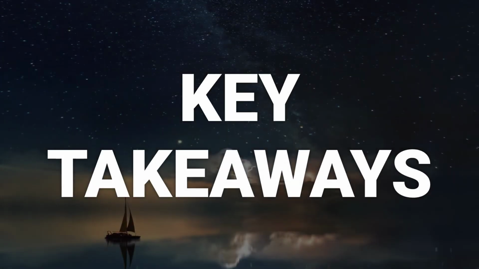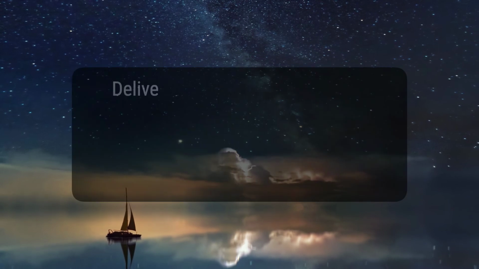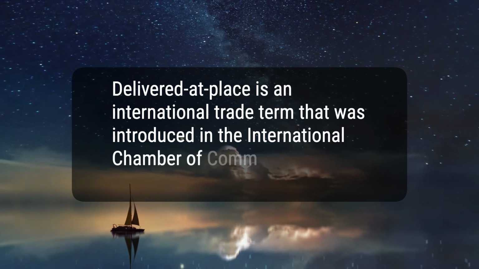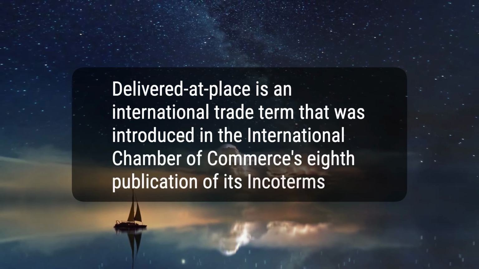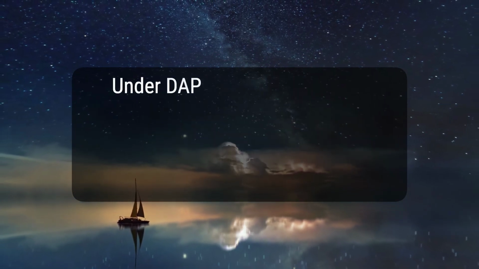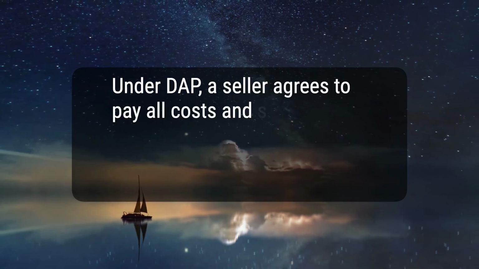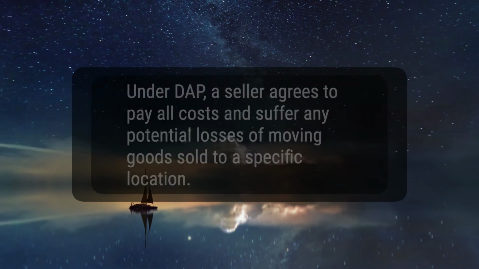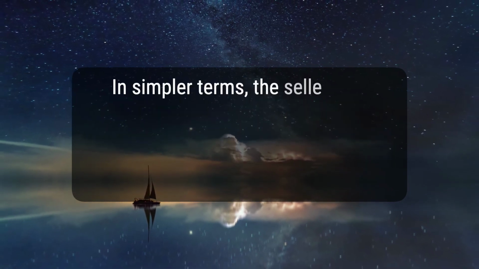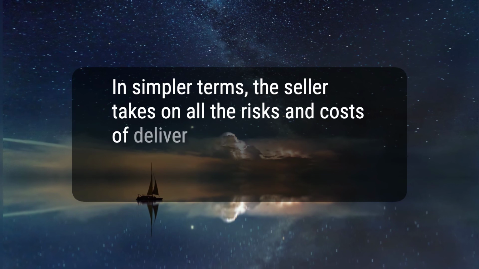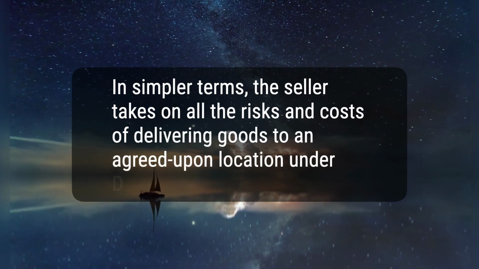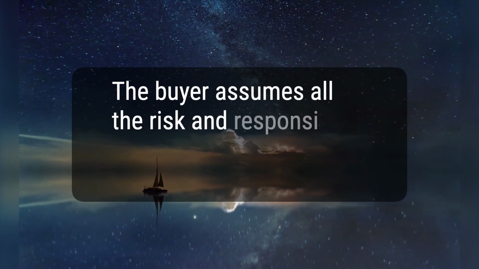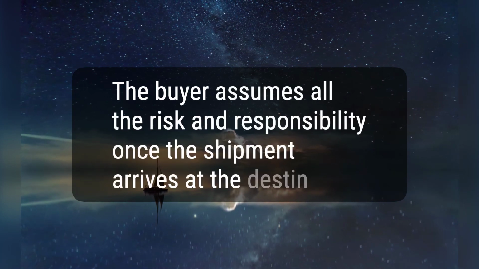Here are 4 key takeaways. 1. Delivered at place is an international trade term that was introduced in the International Chamber of Commerce's 8th publication of its Incoterms. 2. Under DAP, a seller agrees to pay all costs and suffer any potential losses of moving goods sold to a specific location. 3. In simpler terms, the seller takes on all the risks and costs of delivering goods to an agreed-upon location under DAP rules. 4. The buyer assumes all the risk and responsibility once the shipment arrives at the destination.